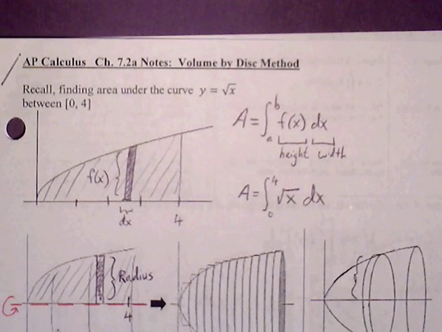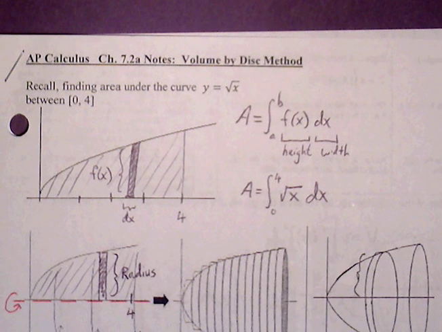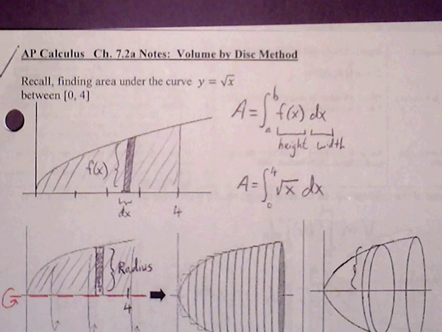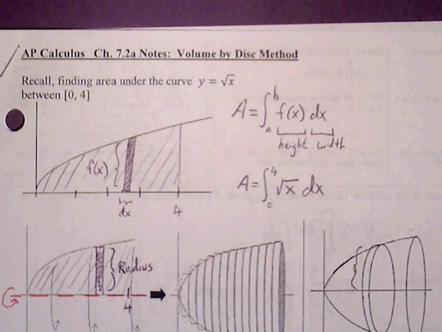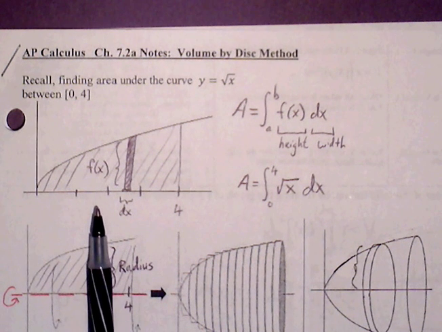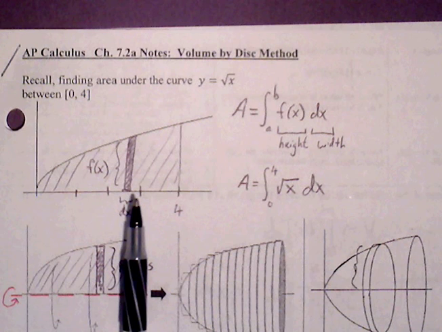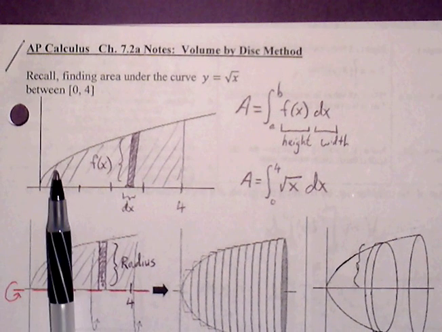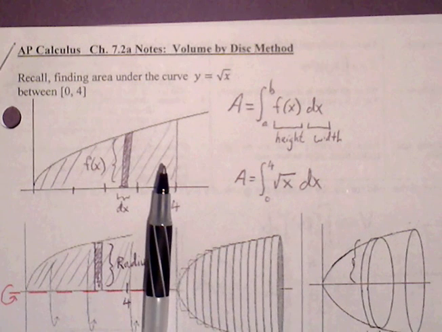All right, let's look at notes for 7.2a. We are talking about volume by the disk method. But first, let's review area of a shaded region. We talked about how we can use this concept of adding up an infinite number of rectangles to get the exact area of a shaded region.